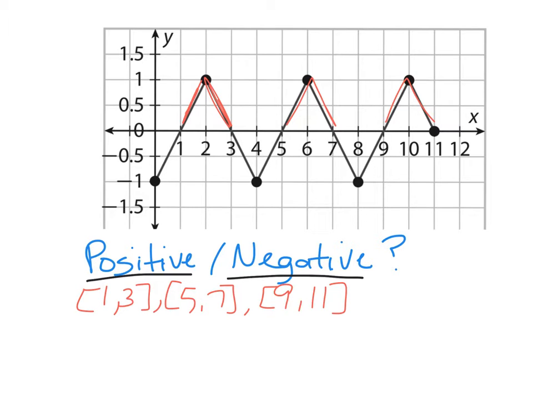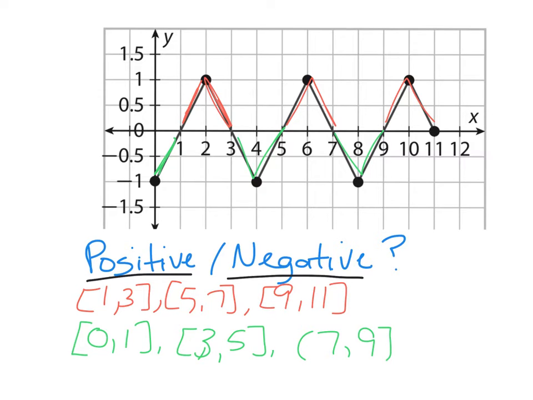Now, obviously then, where is it negative? Well, it's going to be negative where it's below the axis. So all that area in there. And still, we're going to use the x's. So when I say negative, I'm going to say it's negative between 0 and 1. It's negative between 3 and 5. And it's also negative between 7 and 9.